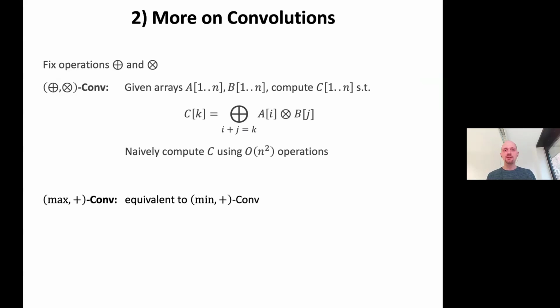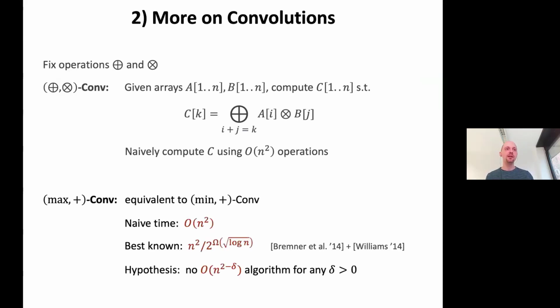Min plus convolution is a very well studied problem again. Naively, you can solve it in n squared time as all the convolution problems, but the best known is not much faster than that. You can shave off this 2 to the square root log n factor, but this is all that's known. In particular, there is the min plus convolution hypothesis stating that you cannot solve this in n to the 2 minus delta time for a positive constant delta. All right, so the min plus or max plus convolution, this is an example of a hard convolution problem where basically the naive n squared is the best we know.